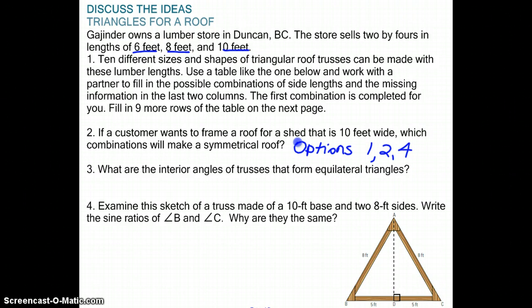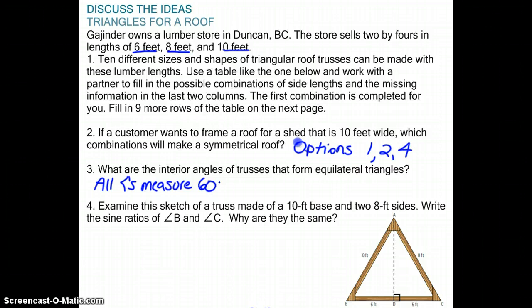What are the interior angles of trusses that form an equilateral triangle? 60. Good. So whenever you have an equilateral triangle, all angles measure 60 degrees. Should write that down properly. All angles measure 60 degrees. Here we have, this sketch has a 10-foot base and two 8-foot sides.